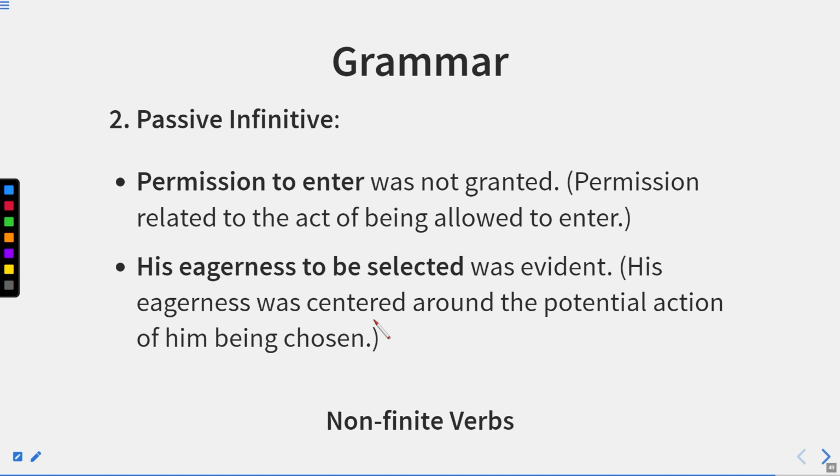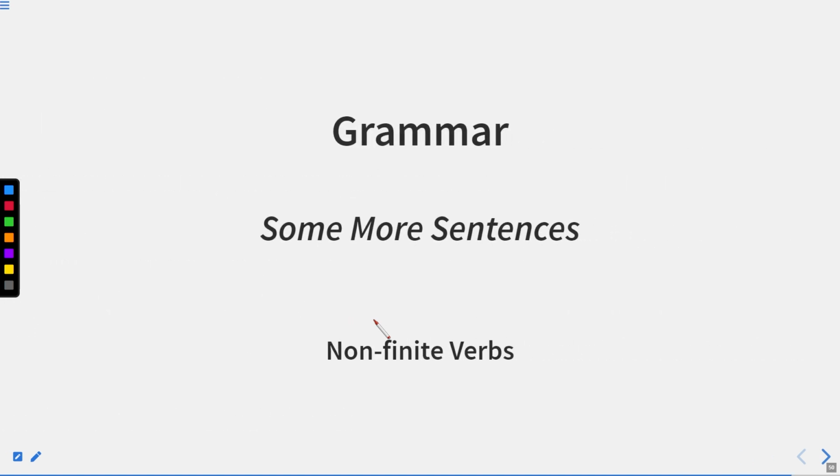Passive infinitive: permission to enter was not granted. His eagerness to be selected was evident. Permission related to the act of being allowed to enter. His eagerness to be selected was evident. His eagerness was centered around the potential action of him being chosen. Now let us move to the next one.